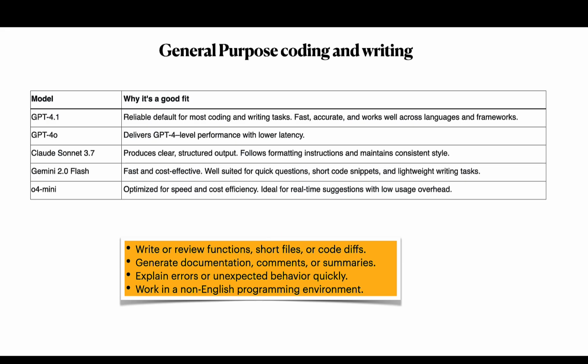Okay, so you need to use a model for coding or writing, not the complex kind, but simple tasks. You can use models like GPT 4.1, GPT 4o, Claude Sonnet 3.7, Gemini 2.5 Flash, or o4 mini. Why are they good? It is a reliable default for most coding and writing tasks: fast, accurate, and works well across languages and frameworks. Second, GPT-4o delivers GPT-4 level performance with lower latency.